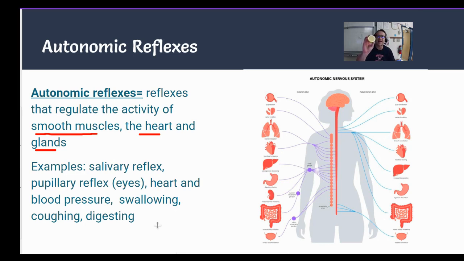If you think of a lemon, and if you think of just biting into a lemon, just the thought of it sometimes will make your mouth salivate. So just think of biting into a lemon. Just the thought of biting into a sour lemon like that makes your mouth water.